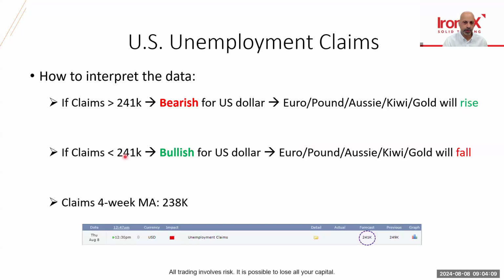Conversely, if claims come in lower than 241,000, this means there are less than anticipated people filing for unemployment benefits. This would signal a slight improvement in the level of claims, and this could potentially function as a bullish catalyst for the US dollar. So that in turn would probably cause the euro, pound, Aussie, Kiwi, and gold to fall as well. So take note, this is how we can interpret the data quite simply.